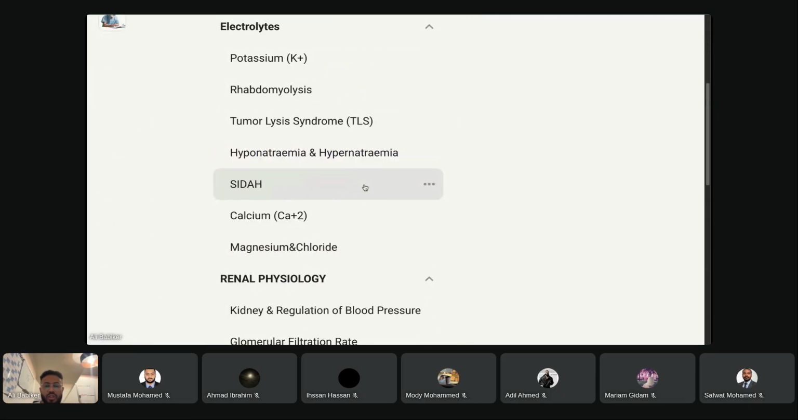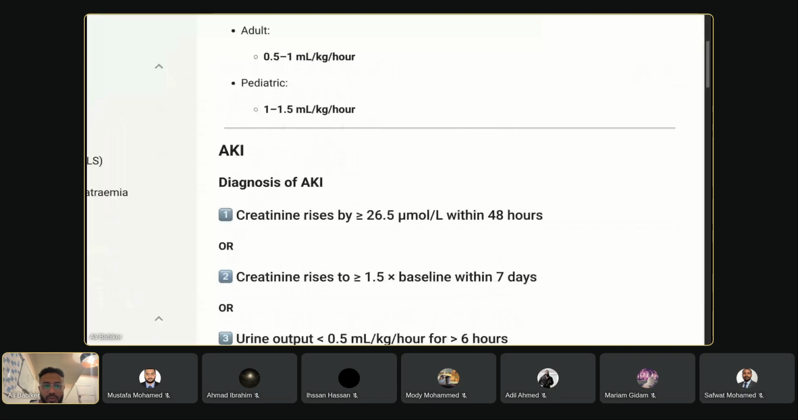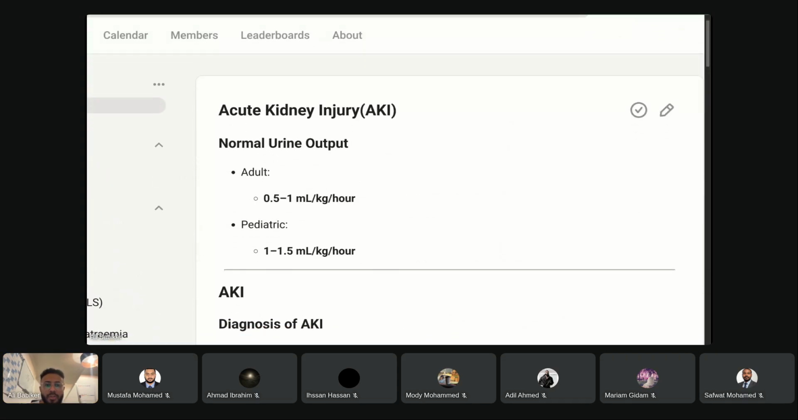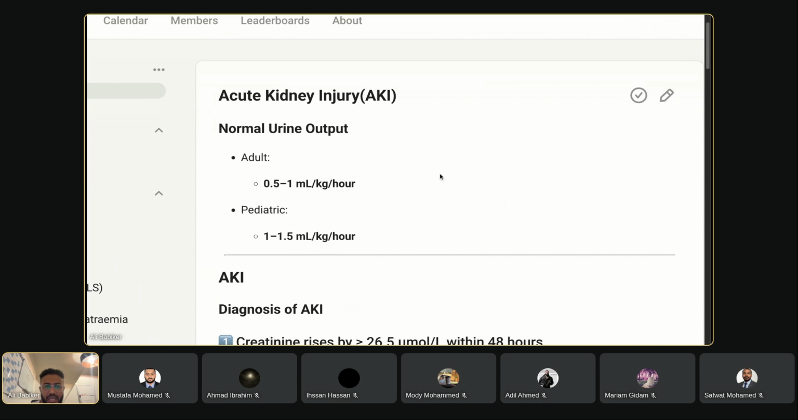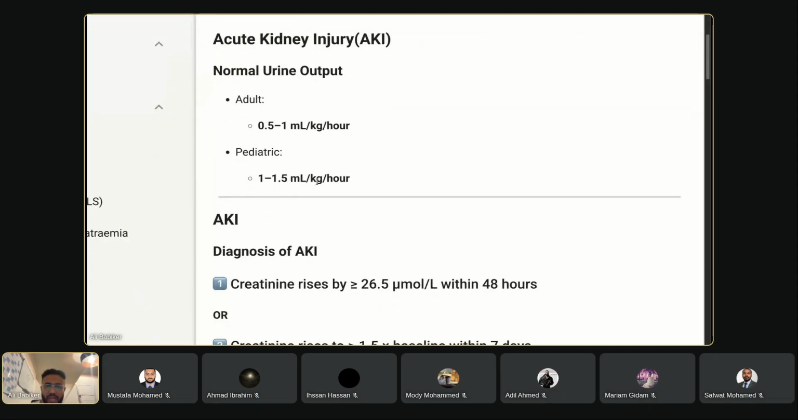Okay. Acute kidney injury. Let's finish with acute kidney injury and then we'll take a break for 5 minutes before we continue. Normal urine output in an adult is 0.5 to 1 ml per kilogram per hour. In pediatrics, 1 to 1.5 ml per kilogram per hour.